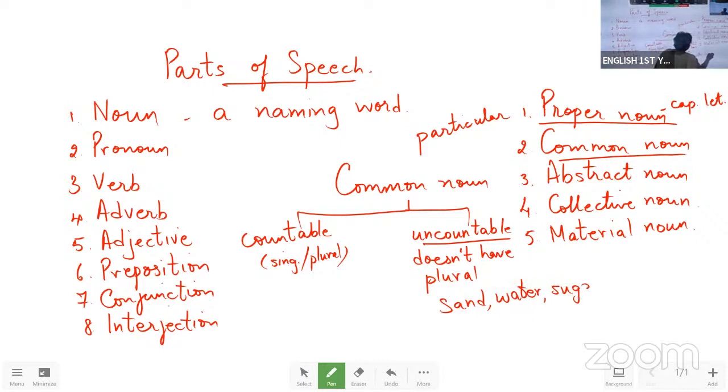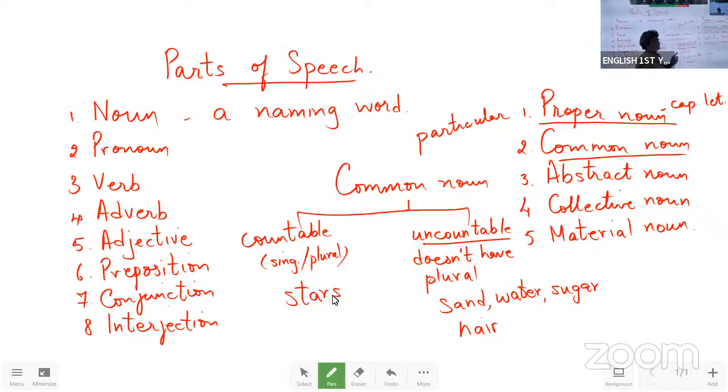There are many children who write hairs. It's wrong. And many say in the uncountable it is stars. But stars, maybe we cannot count with our naked eye, but they have been counted through the telescope by people. So stars do not come under uncountable.